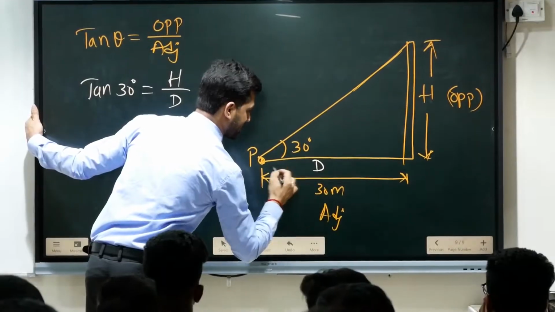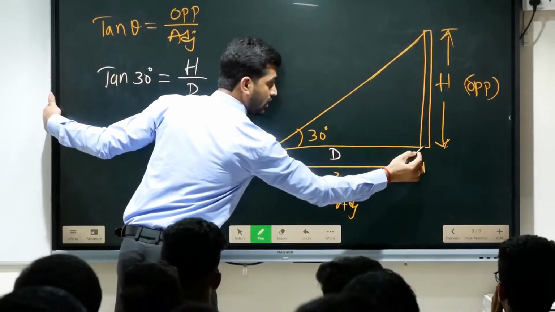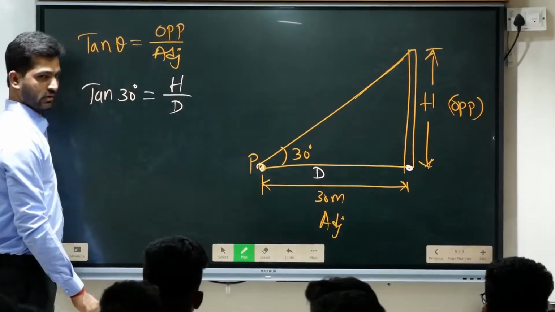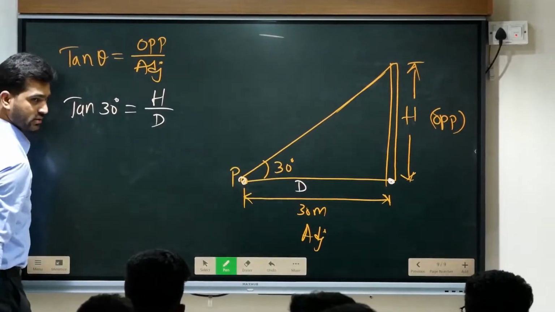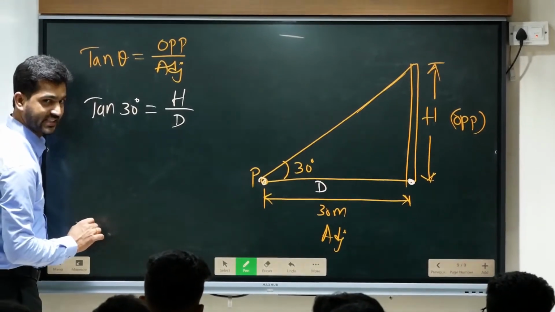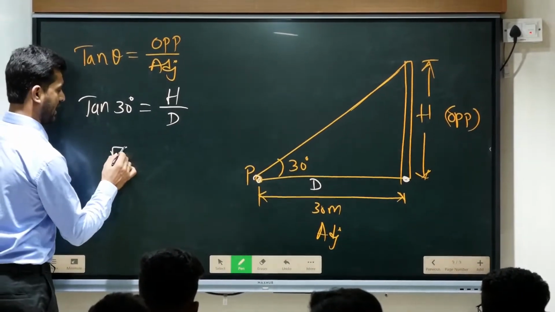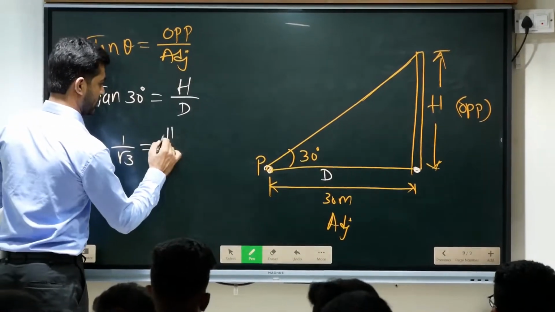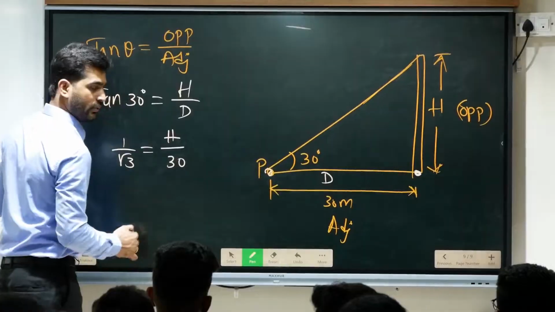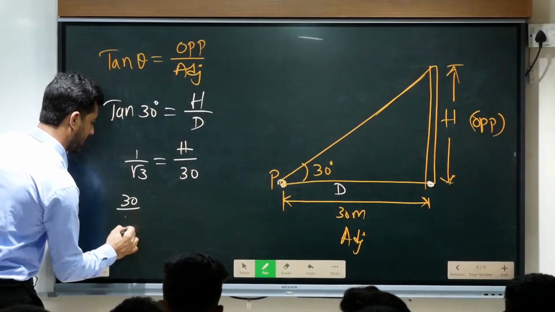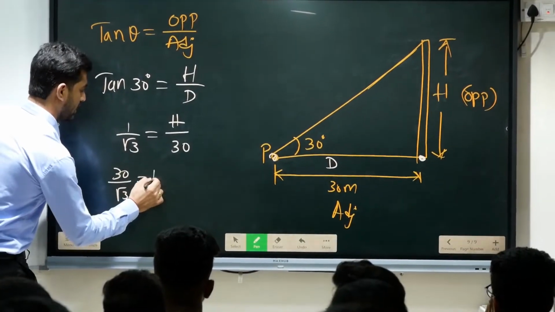This we can consider as the distance now. The bottom of the tower to the point, that is the distance D. Okay? Now, what is the distance? Which is 30 meters. So tan 30 degrees is 1 by root 3, equal to h divided by 30. We can send 30 this side. If you send 30 that side, 30 divided by root 3 equals h.